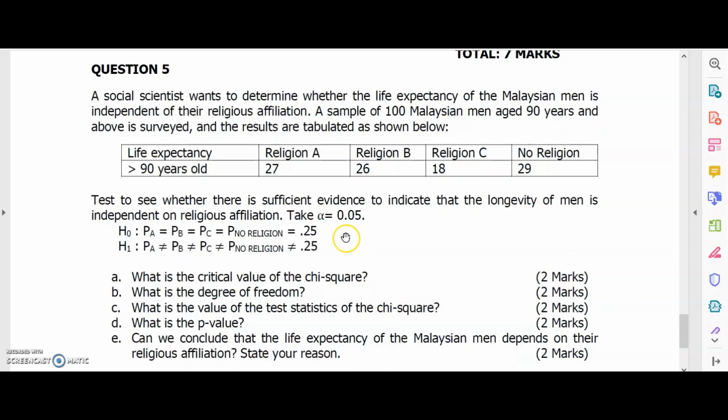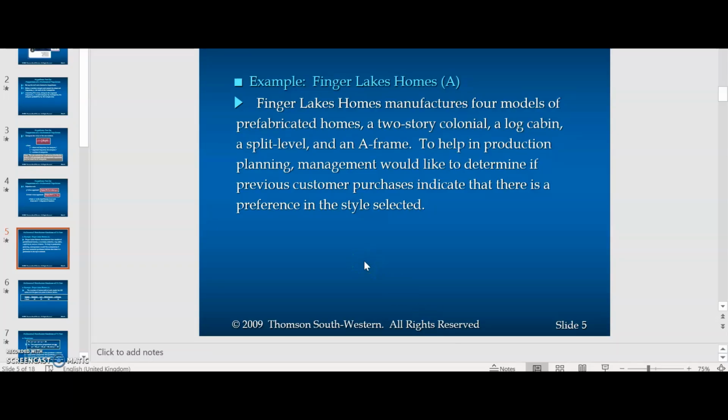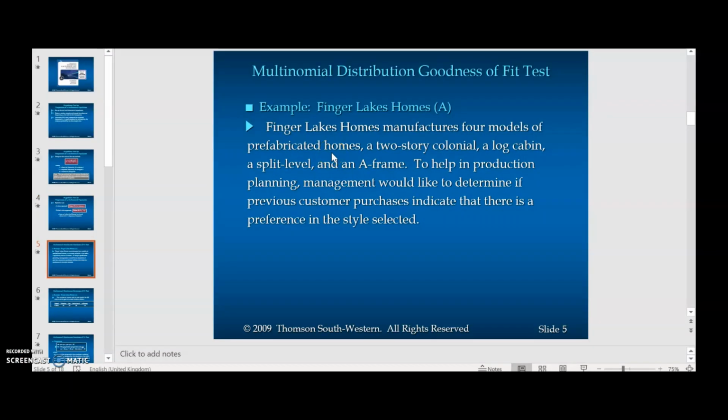So in order to show you how to answer question 5, let us use another example. In this case, we have Finger Lakes Homes. Finger Lakes Homes manufactures 4 models of prefabricated homes: a 2-story colonial, a log cabin, a split level, and an A-frame. To help in production planning, management would like to determine if previous customer purchases indicate that there is a preference in the style selected.